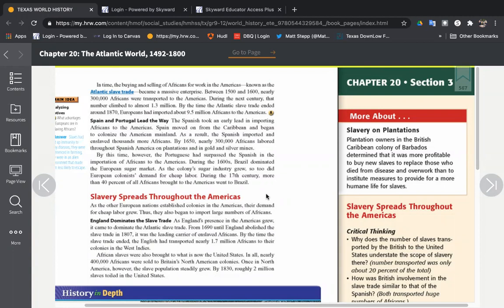In time, the buying and selling of Africans for work in the Americas, known as the Atlantic slave trade, became a massive enterprise. Between 1500 and 1600, nearly 300,000 Africans were transported to America. By the time it was done in 1870, they had imported almost 9.5 million people. Okay. What does that do to Africa as a continent if you take 9.5 million people out of their continent and put them in another?